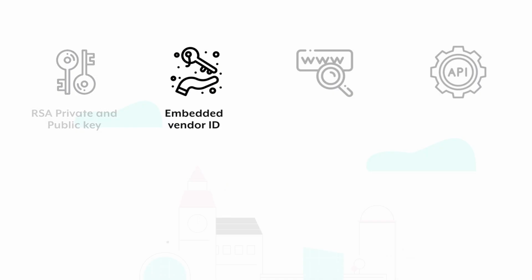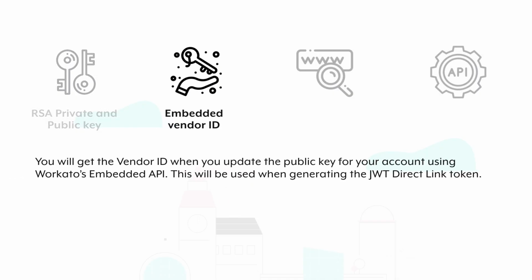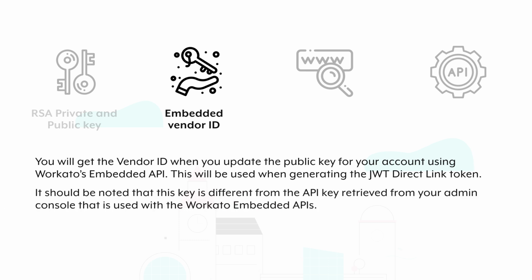Embedded Vendor ID. You will get the vendor ID when you update the public key for your account using Workato's embedded API. This will be used when generating the JWT Direct Link token. It should be noted that this key is different from the API key retrieved from your admin console that is used with the Workato embedded APIs.